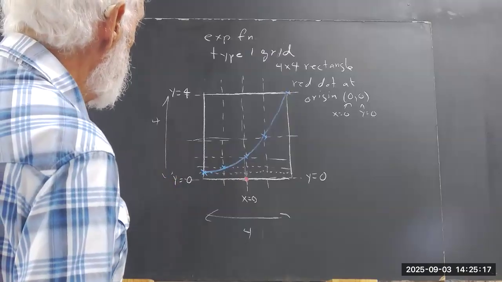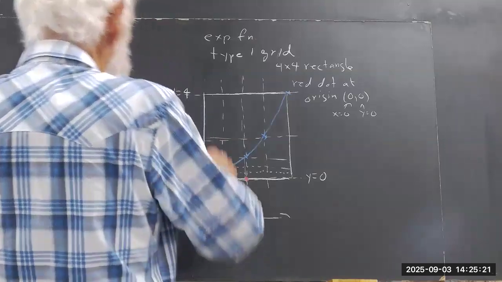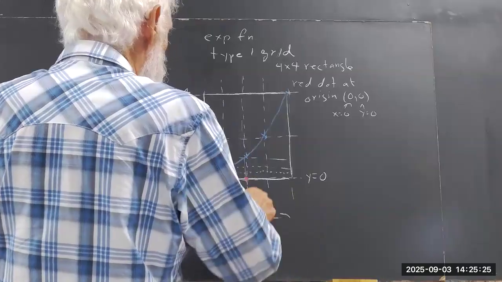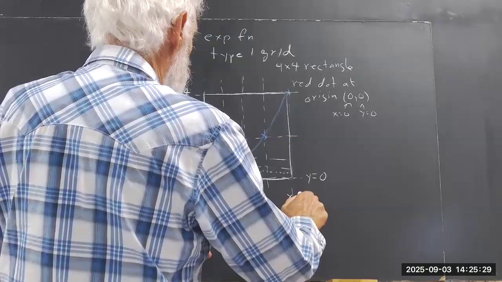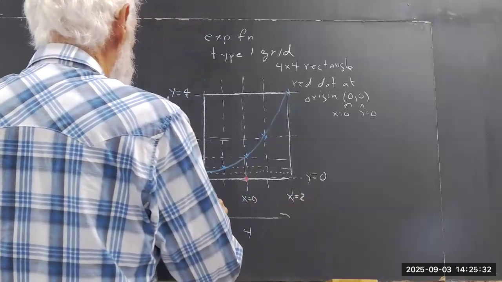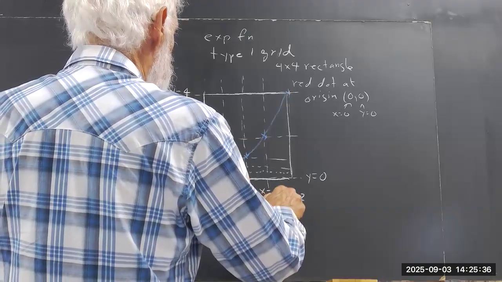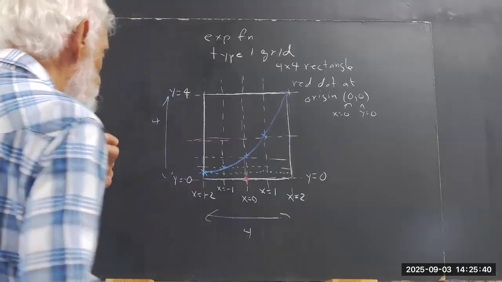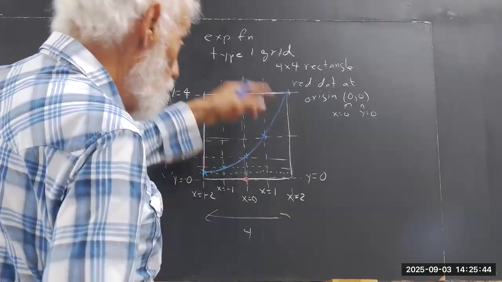Then how do we label the x boundary lines? Well, here's x equals 0. This is 4 units, so this is 2 units. So here's x equals 2. Here's x equals -2. And then we can quickly fill in x equals 1 here and x equals -1 here. So now we've labeled all the vertical construction lines and all the boundary lines.